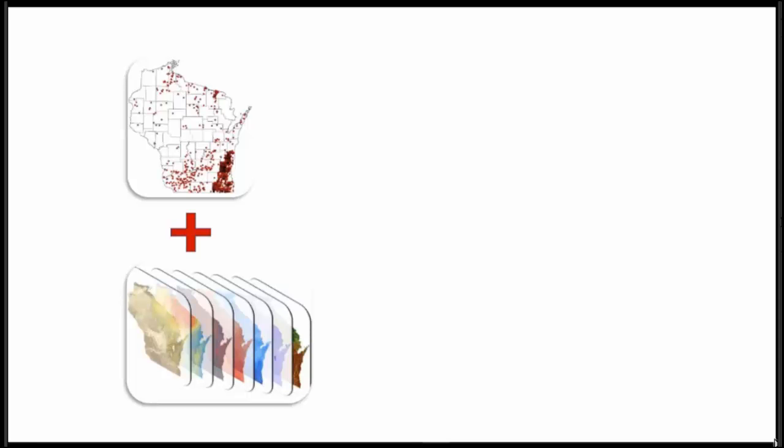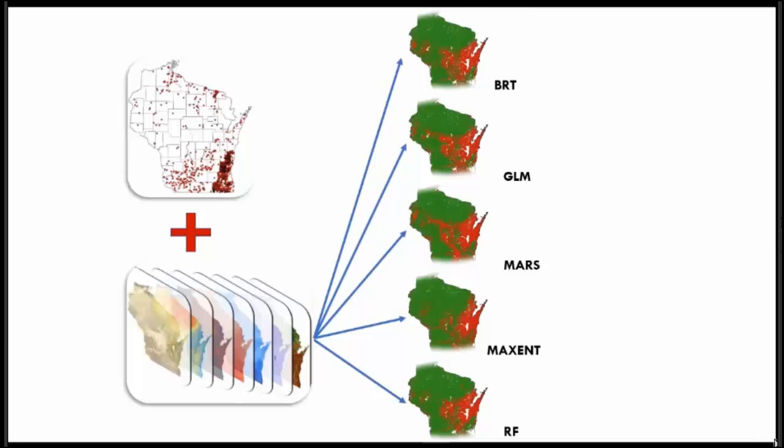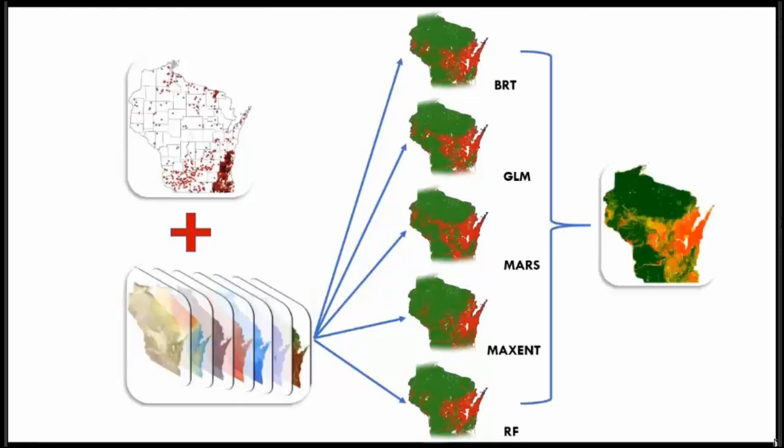We actually run 5 different modeling approaches, and we get these outputs that are binary. Either a given location is suitable for a species, or it's not suitable for a species. We add those together to get an index, and while this might be easily interpretable by myself or some others, it may not be easy to just send out to the average user across the state.